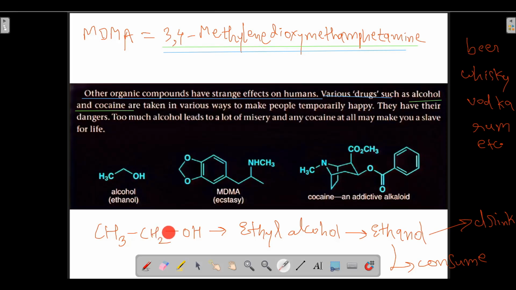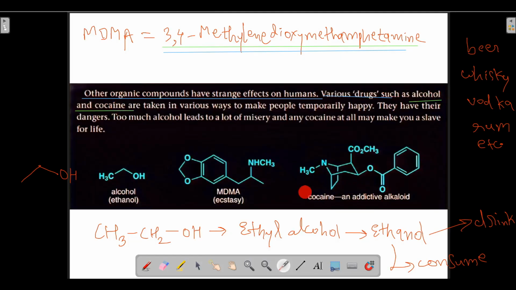CH3CH2OH, and its formula can also be written like this. Or you can also simply write it like this as well. This also means the same thing. These three formulas represent one and the same molecule. So, various drugs such as alcohol and cocaine.